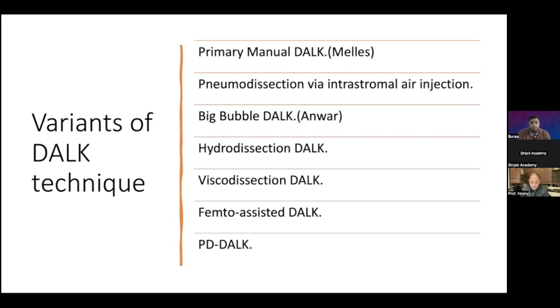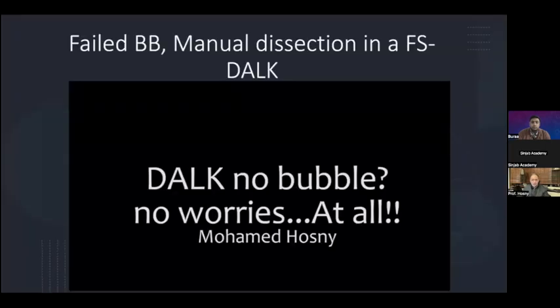Or you can even do a predescemetic DALK, if you cannot do anything else. If you try to do a big bubble and you fail, then you can end up with a predescemetic DALK, again with very decent results. Much better than perforating and changing the whole thing into a penetrating keratoplasty. Not much better visual rehabilitation, but much better in potential complications and, of course, rate of rejections.